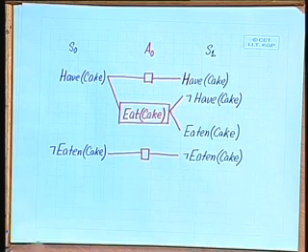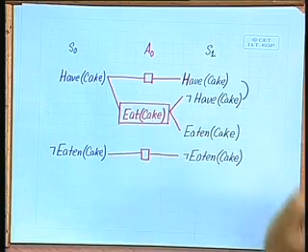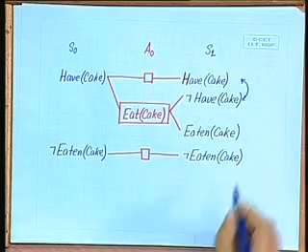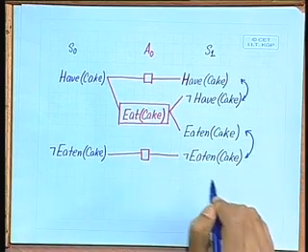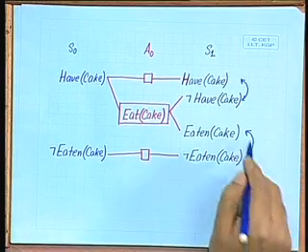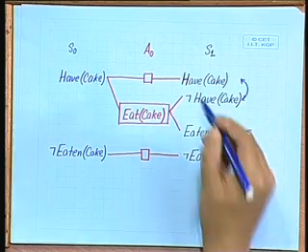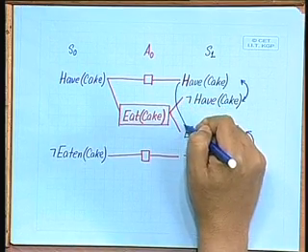So, let me note down what conflicts with each other. Have cake and not have cake, obviously they conflict. So, I cannot have the two of them. Similarly, eaten cake and not eaten cake cannot be there together, right. There is also the case that have cake and eaten cake have a conflict.